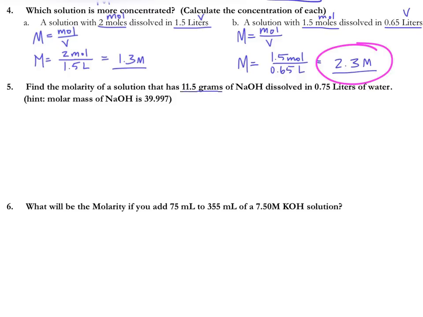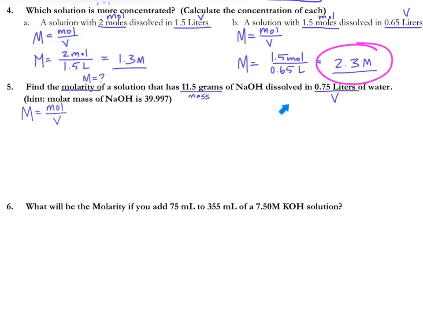Okay, it gives me grams, and grams measure mass. It also gives me 0.75 liters. Liters measures volume. And it's asking me to find molarity. So I want to try to find molarity. Well, the only way that I can find molarity is if I use my molarity equation, which is moles divided by volume.